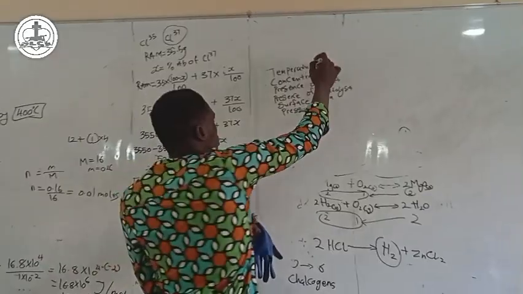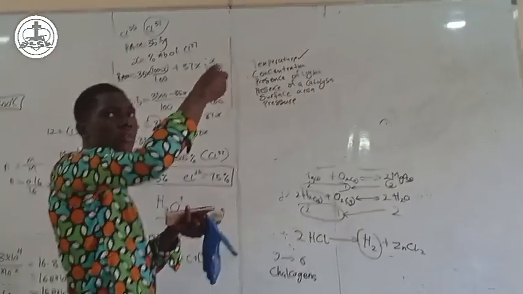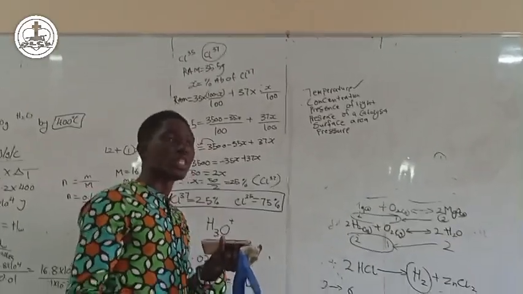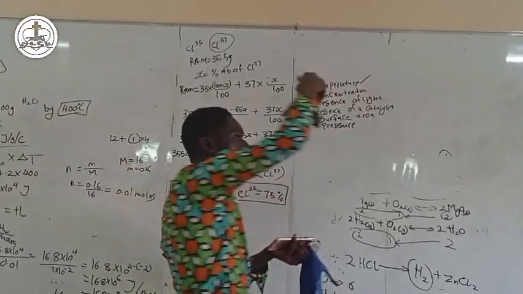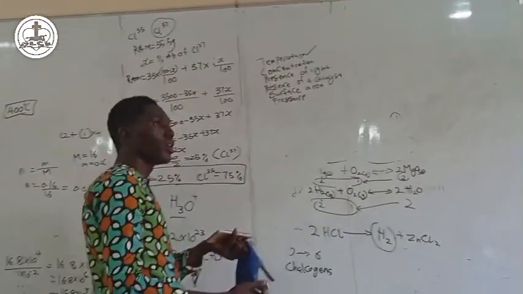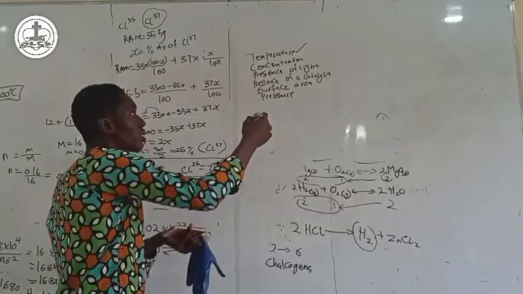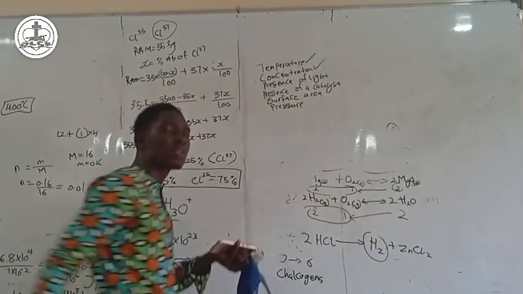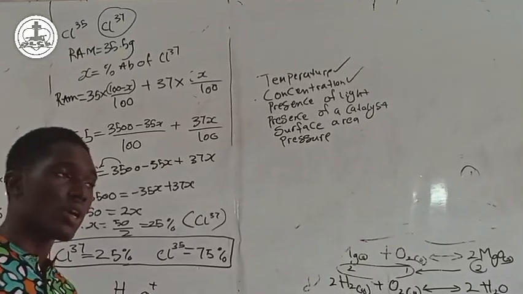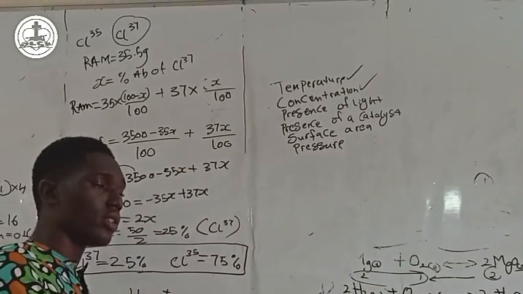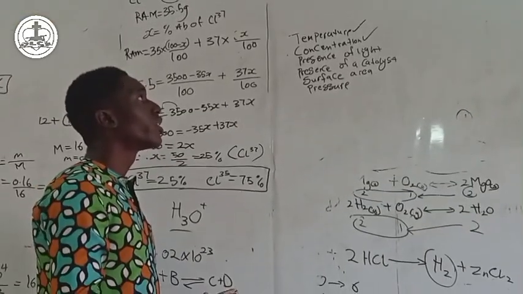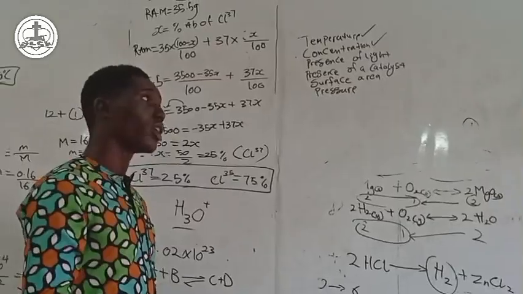So an increase in temperature increases the rate. If it's for an exothermic reaction, an increase in temperature will decrease the rate of chemical reaction. But if it's for an endothermic reaction, an increase in temperature increases the rate. While for concentration, an increase in concentration will increase the rate of chemical reaction, while a decrease in concentration of the reactant will lead to a decrease in chemical reaction.